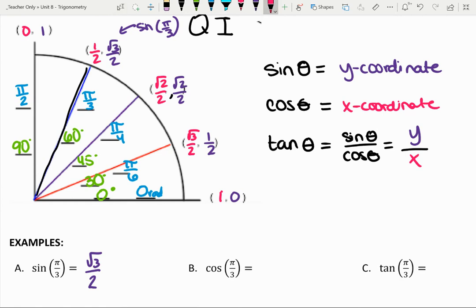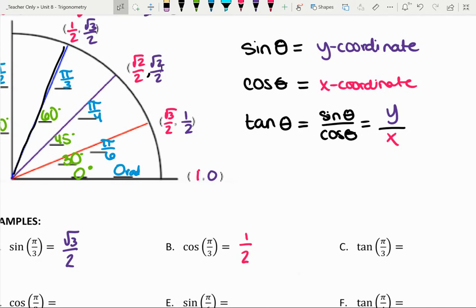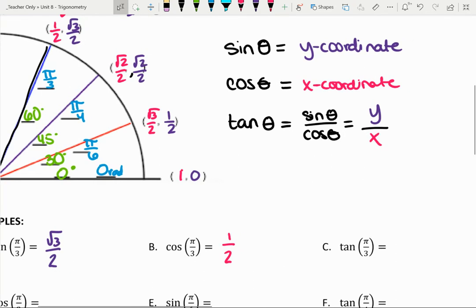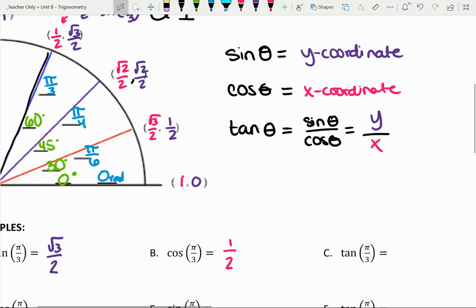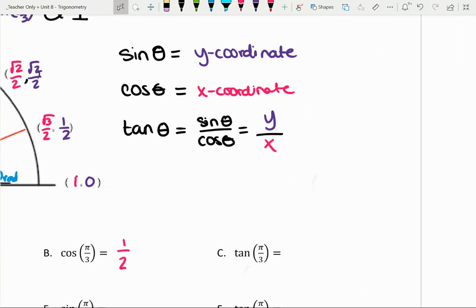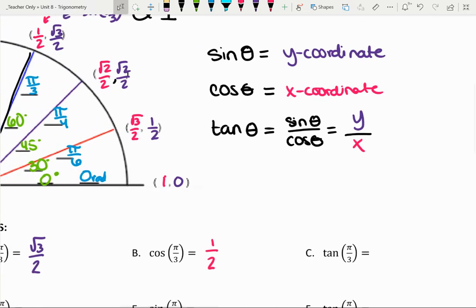Sorry. So our cosine of pi thirds is 1 half, right? Our x coordinate. And then our tangent of pi thirds, we're going to do our y value divided by our x value. So sine over cosine. So this will be root 3 over 2 divided by 1/2.